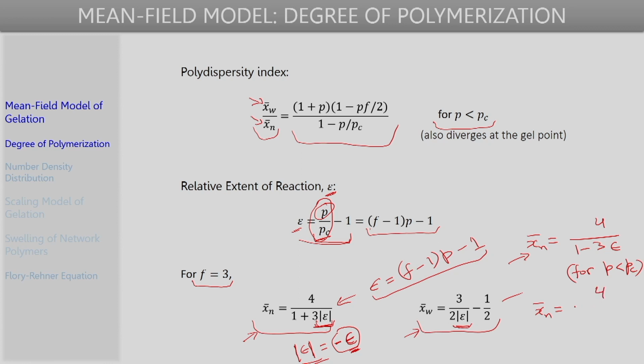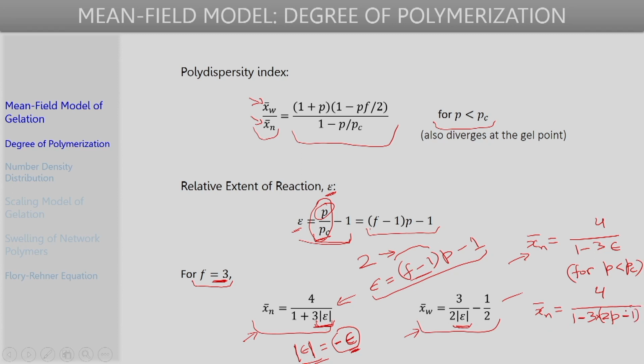So, if we do 4 over 1 minus 3 times this f minus 1 that we have, in our case it will be 2, because we are taking f to be 3. So, f minus 1 is 2. So, 3 times 2 times p, again minus 1 in here, inside the bracket.